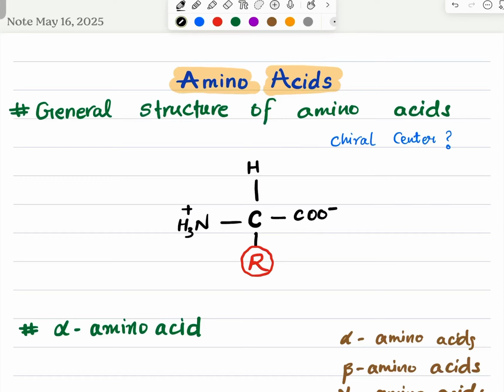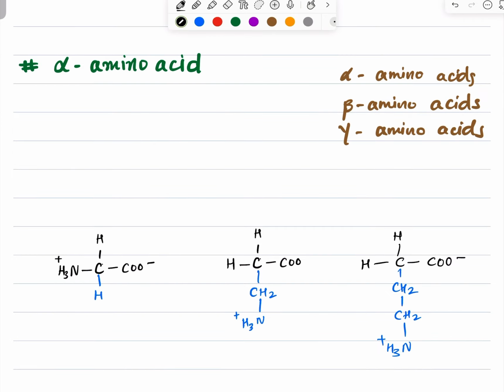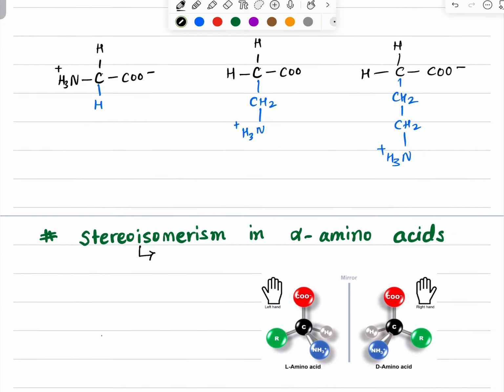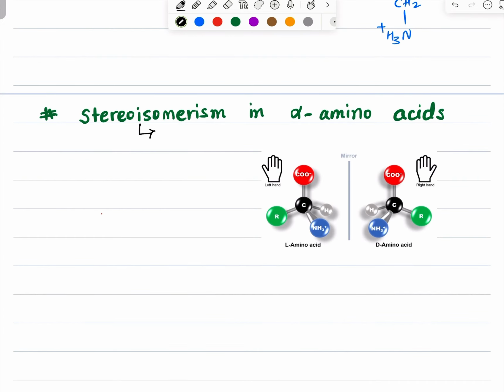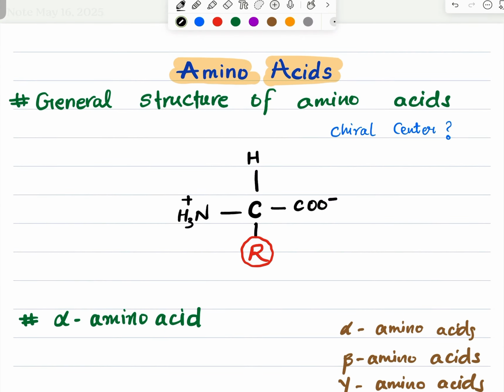Hello everyone and welcome to this series on amino acids. This is the first video, and in this video we'll learn about amino acids, the general structure of amino acids and their types, which include alpha amino acids, beta amino acids and gamma amino acids, and finally we will learn about the stereoisomerism in alpha amino acids. So let's start with the lecture and see what the general structure of an amino acid is.